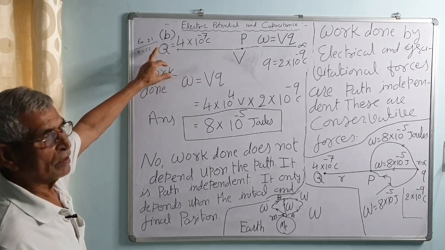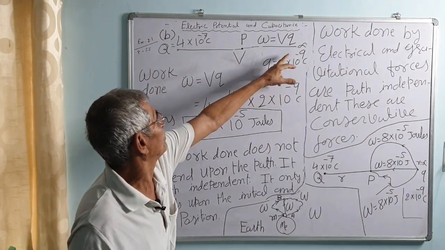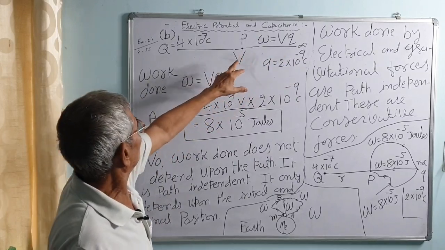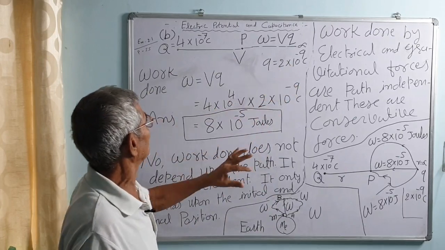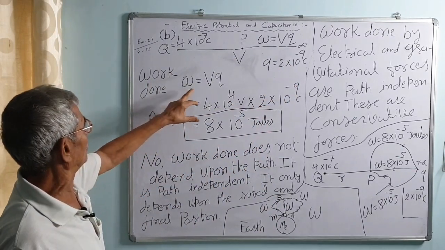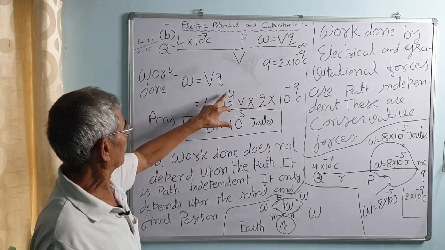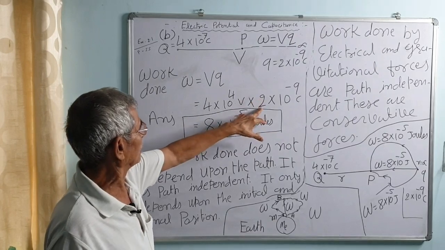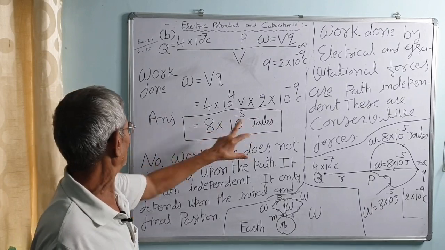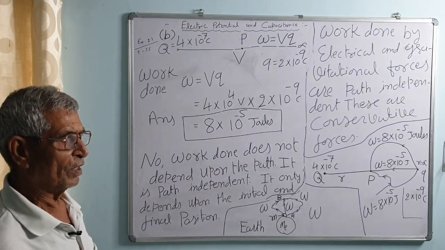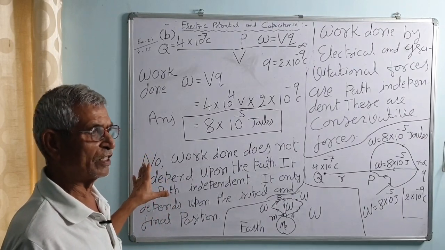Part B: what is the work done in bringing the charge 2 × 10^-9 coulomb from infinity to that point P? We know the work done is equal to potential into charge. The charge q is 2 × 10^-9 coulomb. So, work done W = Vq, where V is 4 × 10^4 volt and q is 2 × 10^-9 coulomb. That comes to 8 × 10^-5 joules. That is the answer. Now, does the answer depend on the path along which the charge is brought?